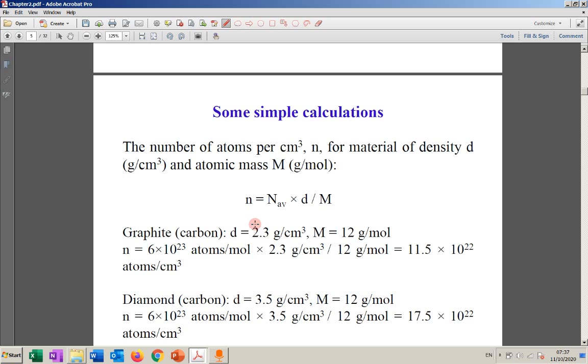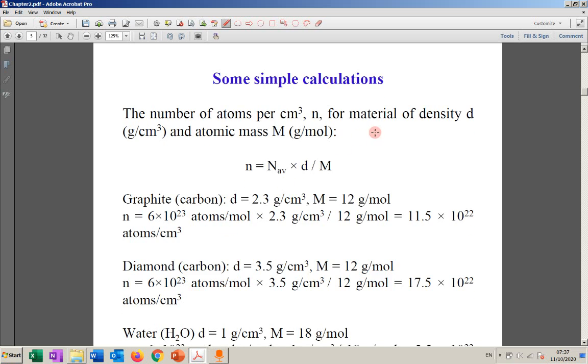Now, there are some simple calculations. I'm not going to go through them, but one can ask, for example, the number of atoms per centimeter cube. If you want to go for centimeter cube, you have to bring density. Why? Because density has a unit which is gram per centimeter cube. Now look at here, what does this mean? Let's say this is carbon, for graphite. 1 centimeter cube of carbon is 2.3 gram.